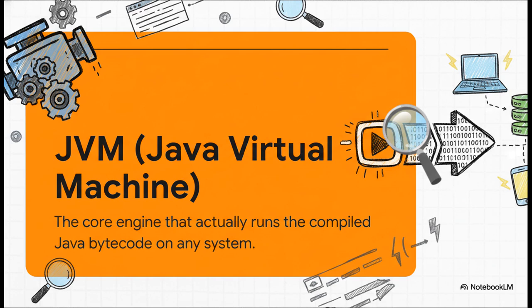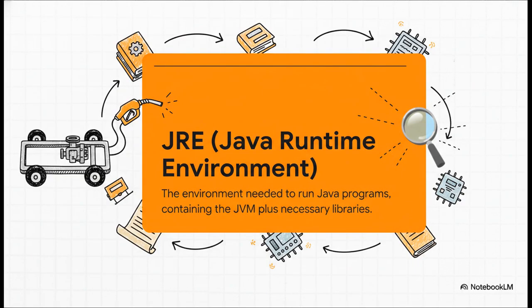You can just think of this as the engine. It's the piece of the puzzle that takes your compiled Java code, which is called bytecode, and translates it so it can run on whatever specific machine it's on. Now, an engine can't just run in a vacuum, right? It needs the rest of the car built around it.